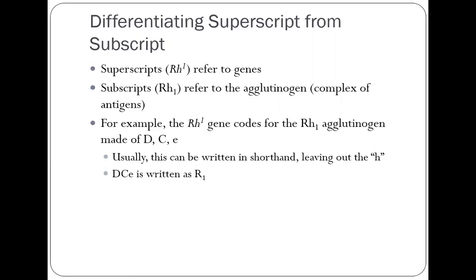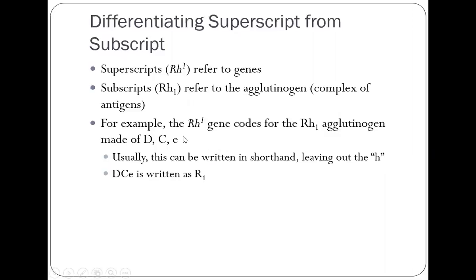So one thing to keep in mind is that the superscripts are referring to genes, and then subscripts are referring to the agglutinogen or the complex of antigens. So if you're reading it in text format, if I said the Rh superscript 1 gene encodes for the Rh subscript 1 agglutinogen, which is made up of these 3 antigens.